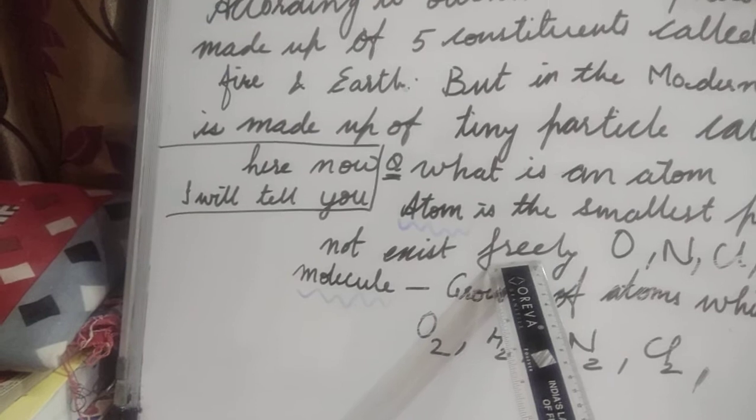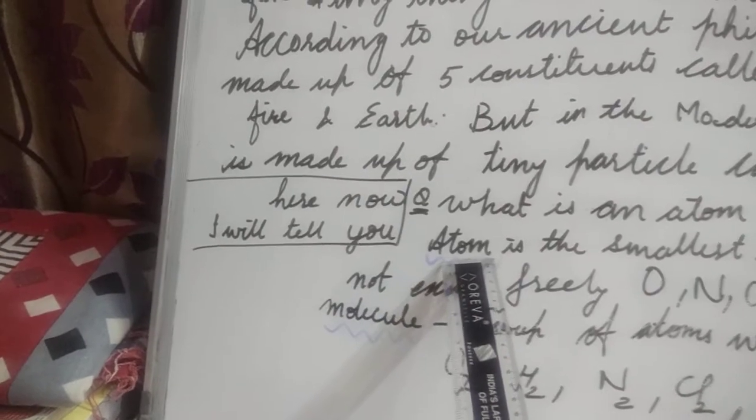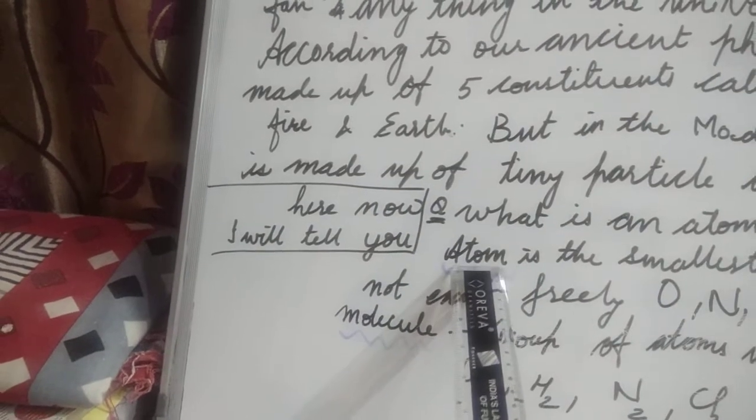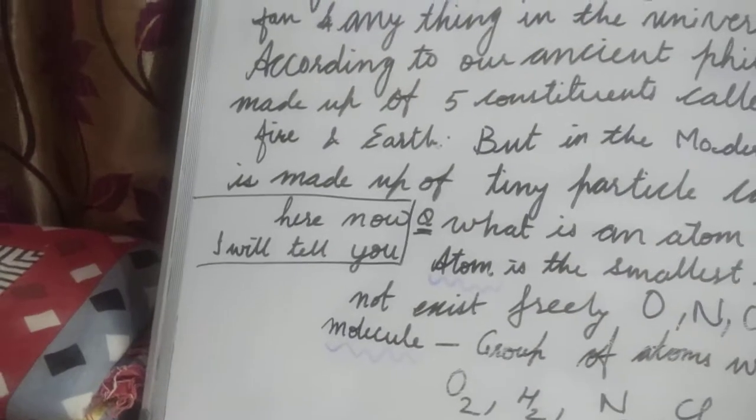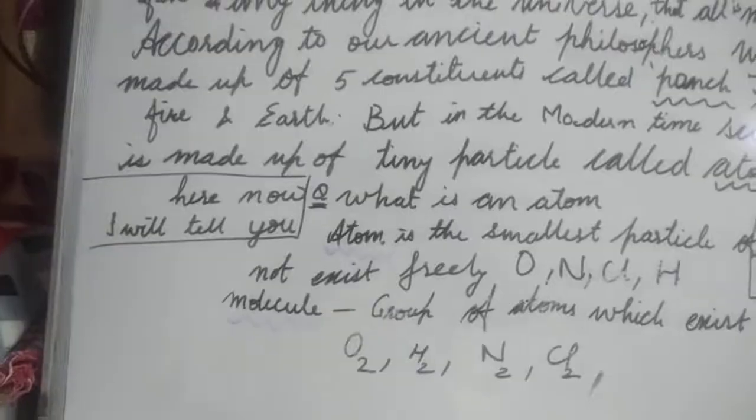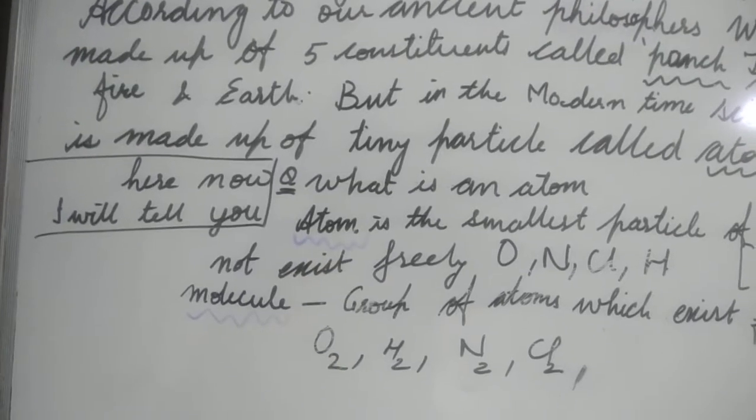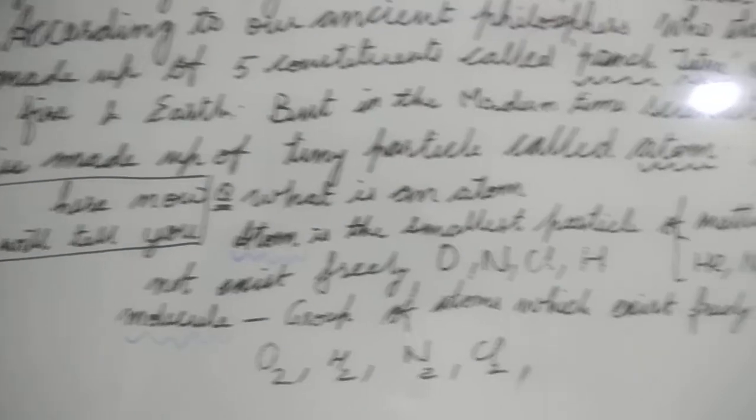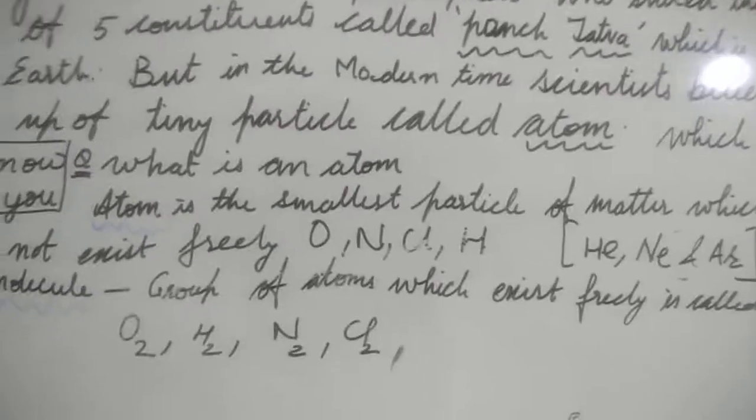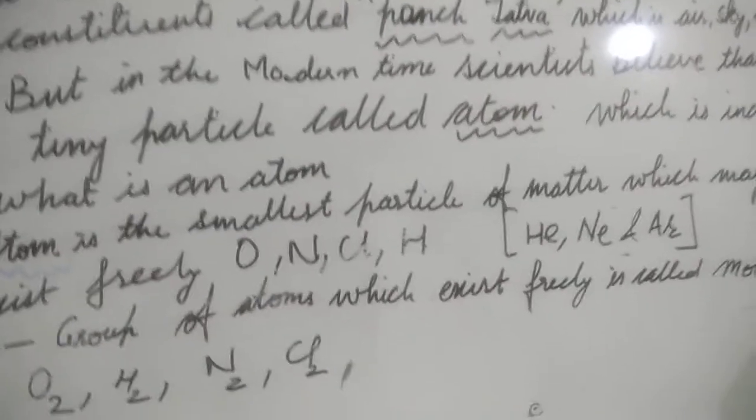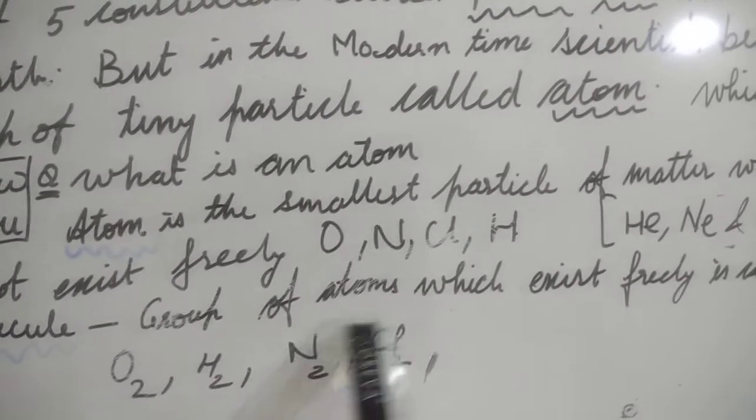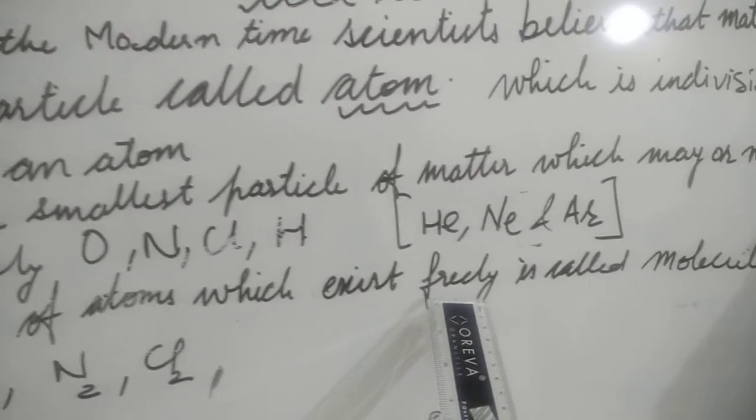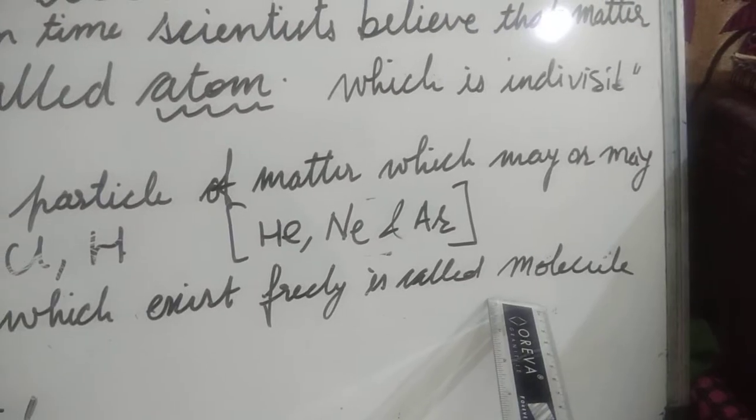Okay, students? One similar word to atom is molecule. So what is the difference between atom and molecule? Molecule is group of atoms which can exist freely, which have free existence. Again, molecule, group of atoms which exist freely is called molecule.